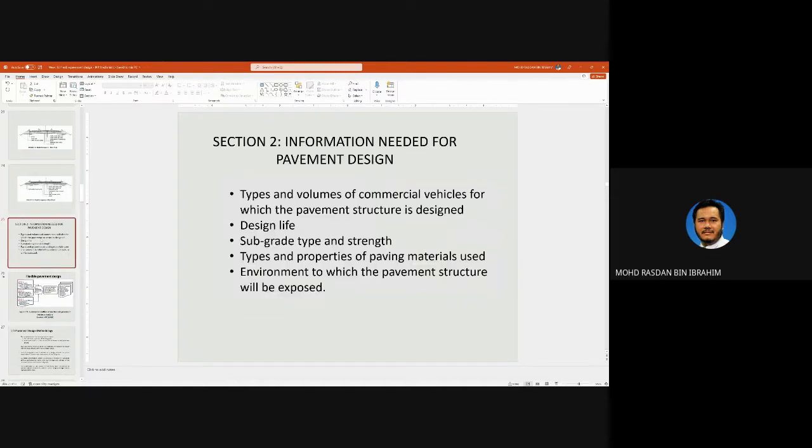So in section 2 here, information needed for pavement design.